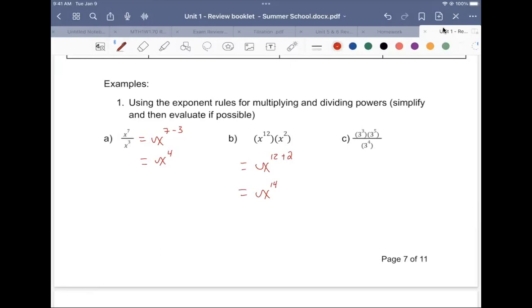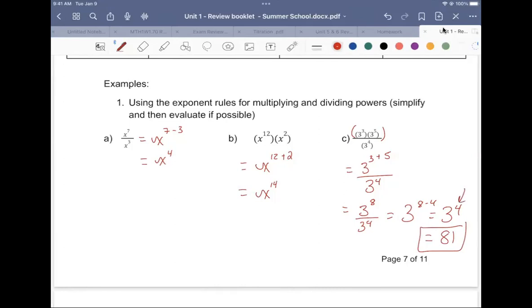But in this case over here, I have 3 to the power of 3. And remember, we're going to pretend there's brackets around here, plus 5, because these are multiplied together, over 3 to the power of 4. So this gives me 3 to the power of 8 over 3 to the power of 4. And then 3 to the power of 8 minus 4 is 3 to the power of 4. Now, because I know what my base is, I can do this. I am just going to type 3 to the power of 4 into my calculator, and I will get 81. And that would be my final answer. So this is my simplification.